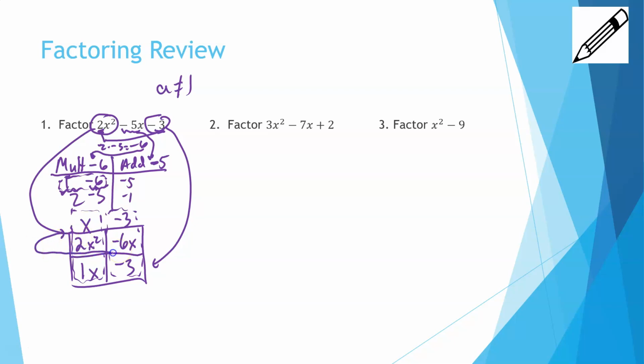Now I go to the two rows. 2x squared and a negative 6x, both are divisible by 2 and an x. And finally, 1x and negative 3 are both divisible just by 1. Now you can always double check.